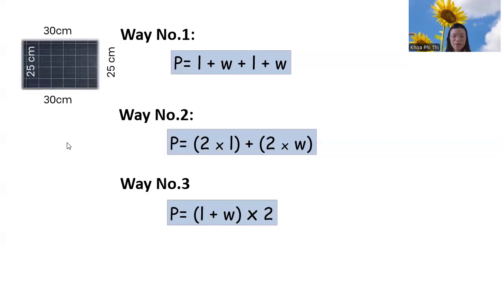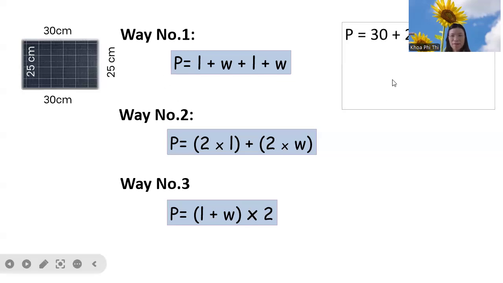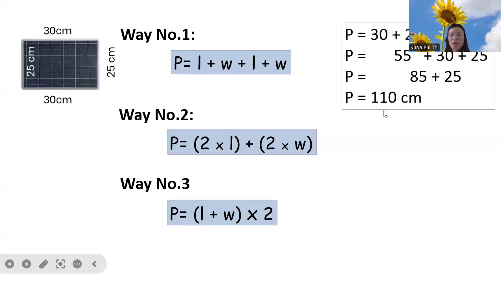Well, let's see group 1. Okay, look at his board. He added all the 4 sides. Yes. 30 plus 25 equals 55. And 55 plus 30 equals 85. 85 plus 25 equals 110 centimeters. So this is the perimeter of the handboard or the rectangle.